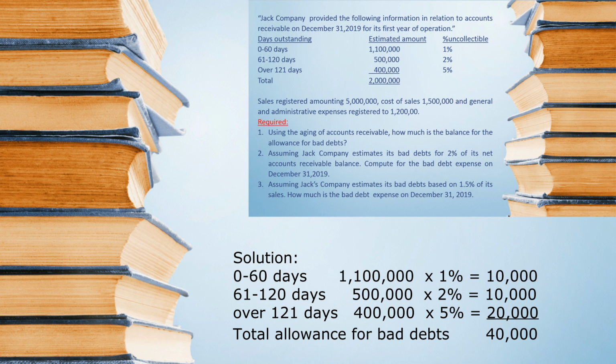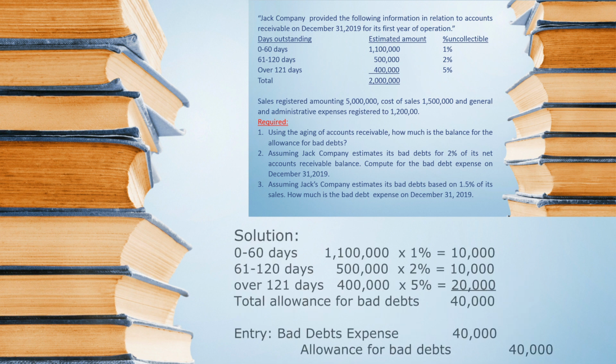Since this is the first year of operation and no other information was provided, we can safely say that 40,000 is the balance of allowance for bad debts. The pertinent entry for this transaction is to debit bad debt expense 40,000 and credit allowance for bad debts 40,000.